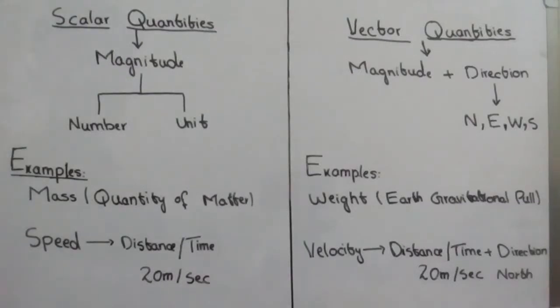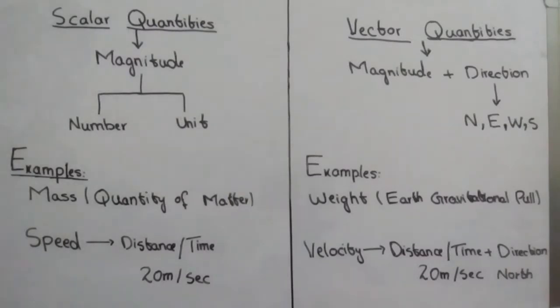Guys, today I will explain scalar quantities and vector quantities in detail. Scalar quantities are the quantities that can be described by a magnitude only, and vector quantities require magnitude and direction both to be described completely.